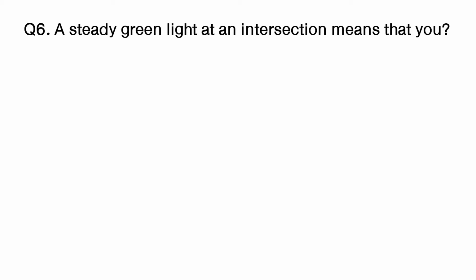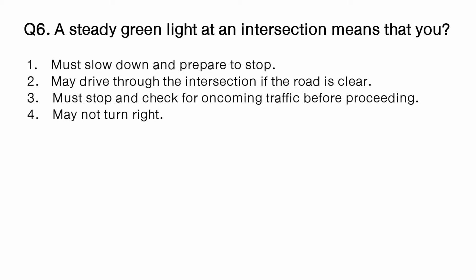Question. A steady green light at an intersection means that you, option number 1, must slow down and prepare to stop. Option number 2, may drive through the intersection if the road is clear. Option number 3, must stop and check for oncoming traffic before proceeding. Option number 4, may not turn right.